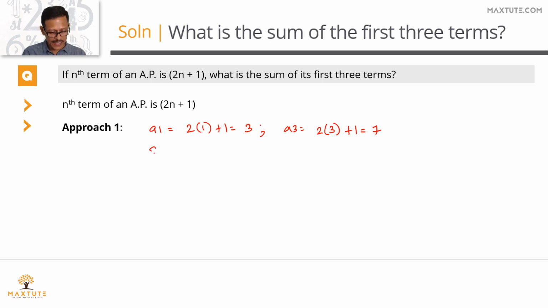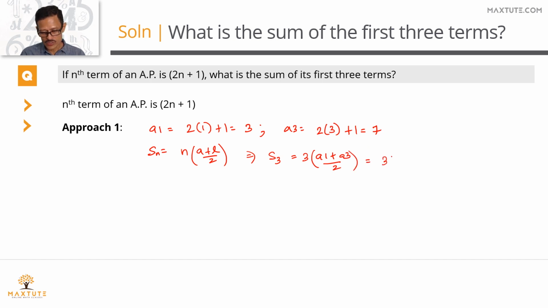Sum of the first n terms of an arithmetic progression. One of the formulae to find out the sum is n times of a plus l divided by 2, where a is the first term, l is the last term. In our case, we are trying to find out the sum of the first three terms. So S3 equals 3 times of the first term, which is A1, plus the last term, which is A3, divided by 2. Plug in the values of A1 and A3 that we computed.